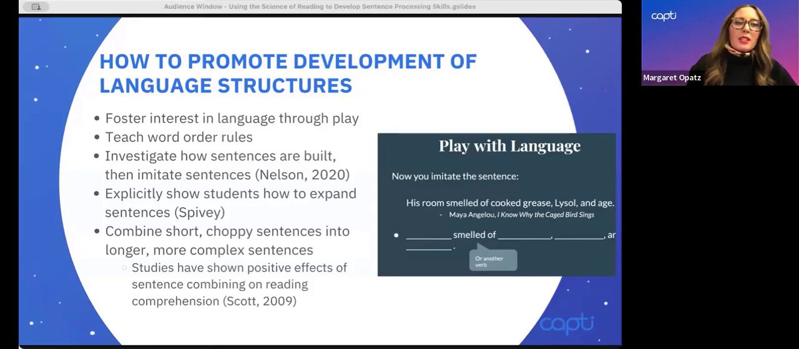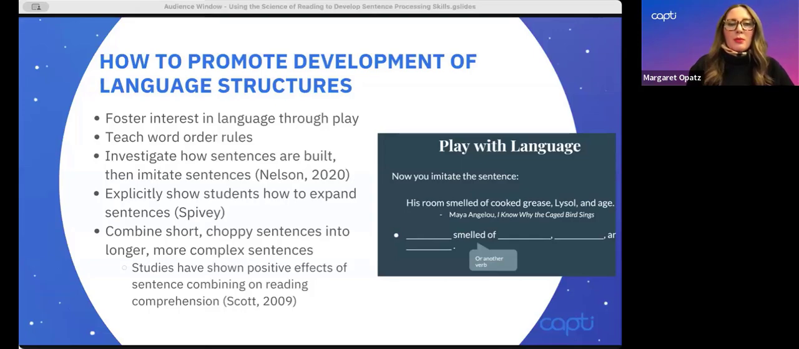And then the next one is teaching word order rules. So going back to syntax, I have a learning activity that I used a lot when I was teaching elementary and middle school, so I'll share that with you as well. And then we can investigate how sentences are built and then imitate them, which is similar to that first one of play. And then we can also show students how to expand sentences.